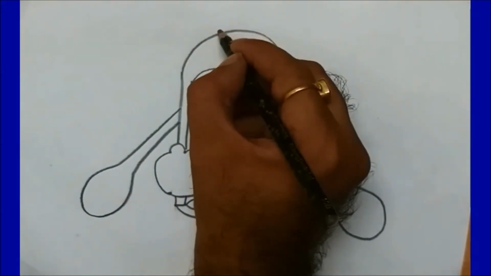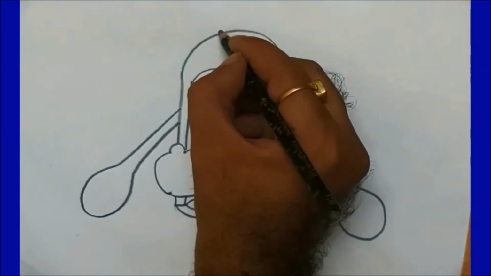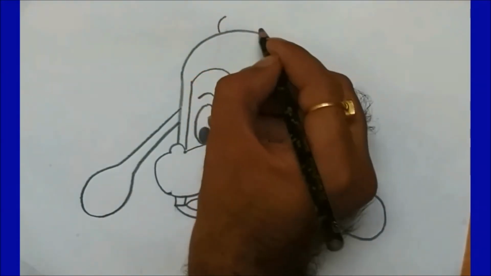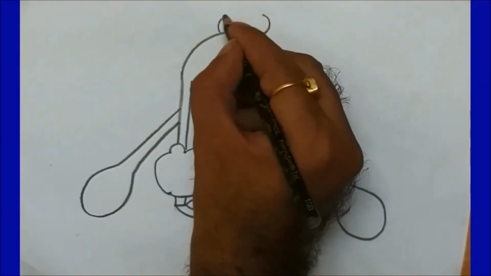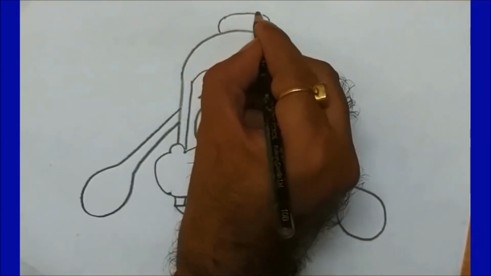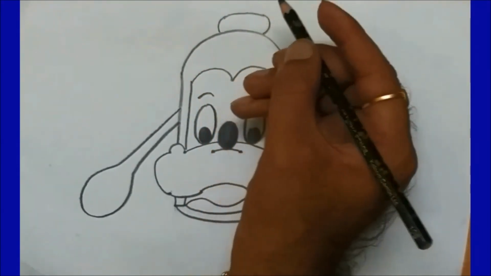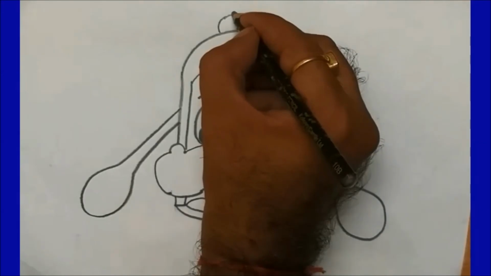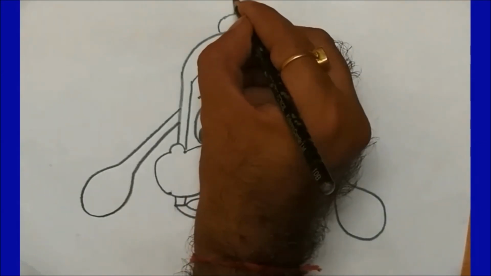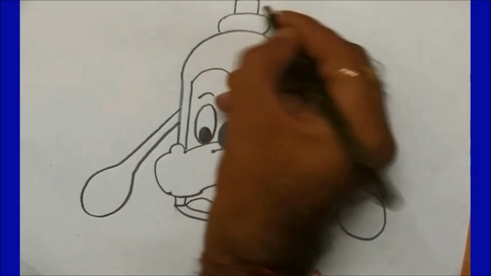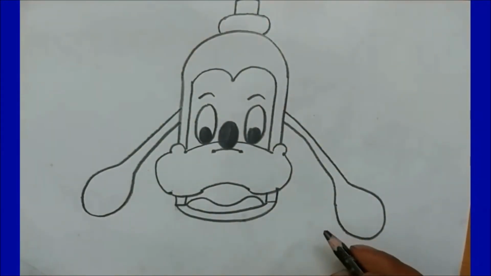Now the cap of Goofy is one curve, two curve and one more curve which is touching to both ends, and one small standing curve and standing line. That's the small head of Goofy.